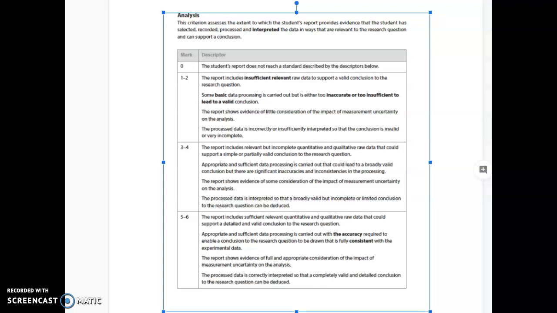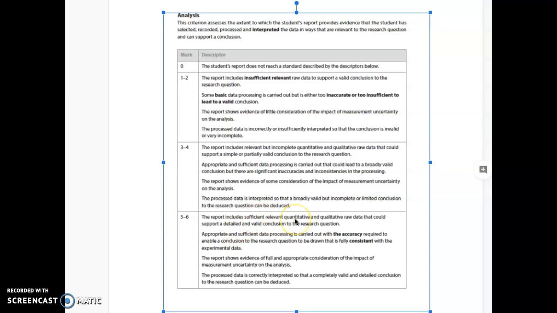So now I'm going to go over the analysis section of your IA. The analysis section is marked out of 6 points. The maximum of 6 points means that you have included sufficient, relevant, quantitative and qualitative raw data to support a detailed and valid conclusion. Appropriate and sufficient data processing is carried out accurately, and a conclusion is drawn which is consistent with the data. So what does that mean so far?